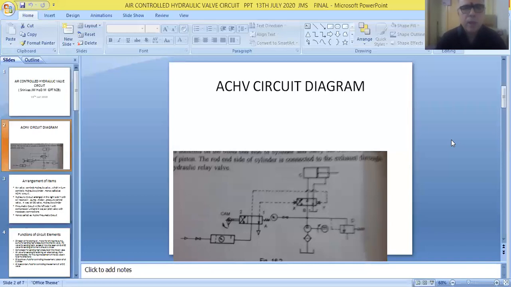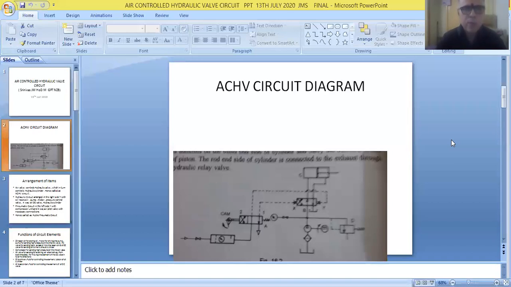Friends, now in this circuit, an air valve, that is a pneumatic valve, is used for controlling the operation of the hydraulic valve, and the hydraulic valve is used for controlling the operation of a hydraulic cylinder. Ultimately, of course, the hydraulic cylinder is used for operating the tool or a spindle of a machine. We can see the air valve on the left hand side of the diagram, and the hydraulic valve on the right hand side of the diagram.